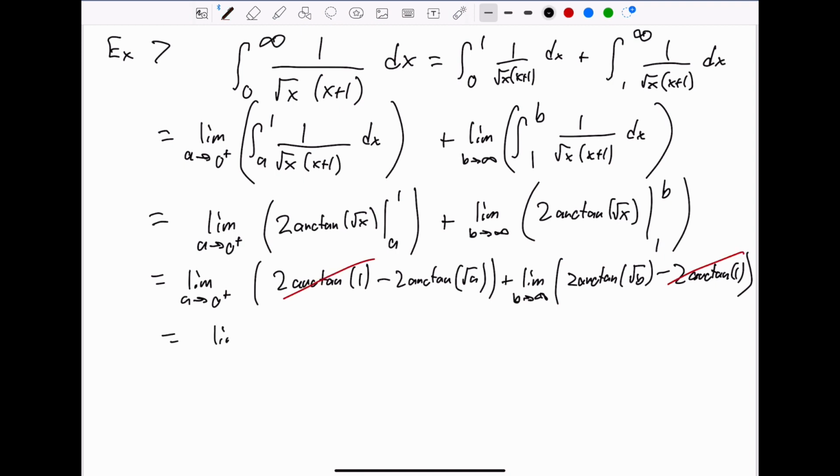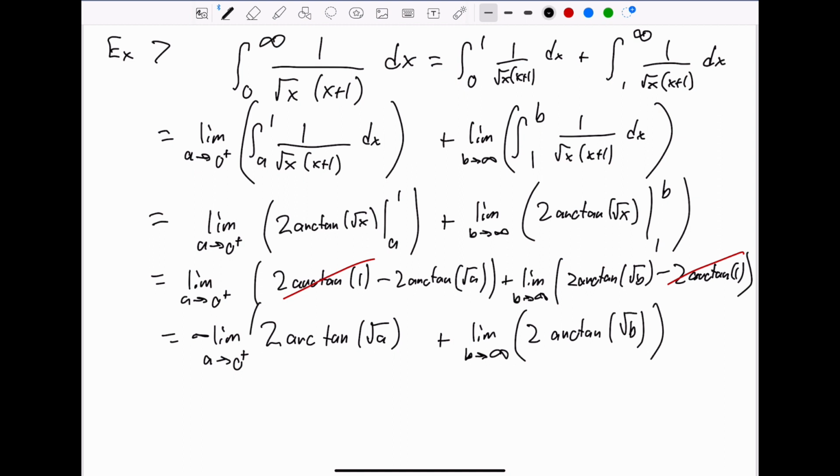So I'm left with the limit as a approaches 0 from the right of negative 2 arctangent of square root of a, so I'll just put a negative out front, plus the limit as b approaches infinity of 2 times the arctangent square root of b. All right, if a is approaching 0 from the right, then square root of a also approaches 0. So I could actually ignore this square root in here because the square root of a will be approaching 0. I'm just going to rewrite that just as a. This will help me analyze the limit just a little bit easier. So I'll just write a instead of the square root of a.